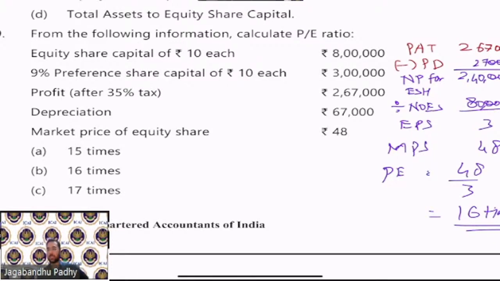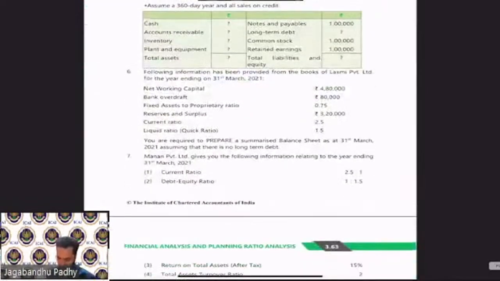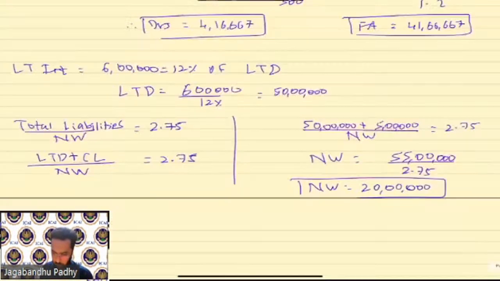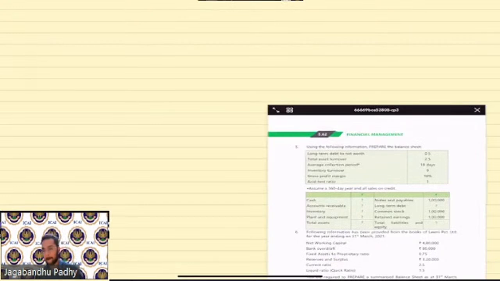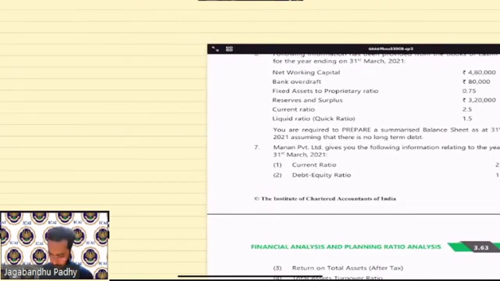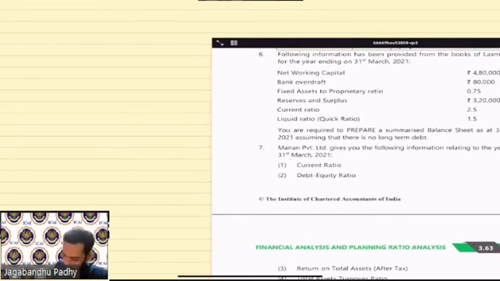Okay, in practical question 6, how to get the proprietary fund. Practical question 6. Okay, proprietary fund, practical question 6. Let me solve it. Again, we have the net working capital and the current ratio. We'll have to use those numbers first. Let me just quickly solve it without much explanation.